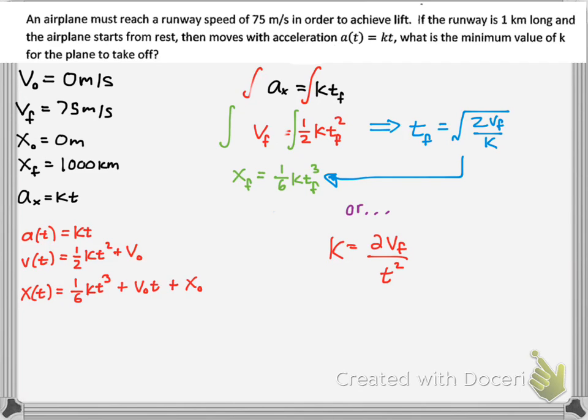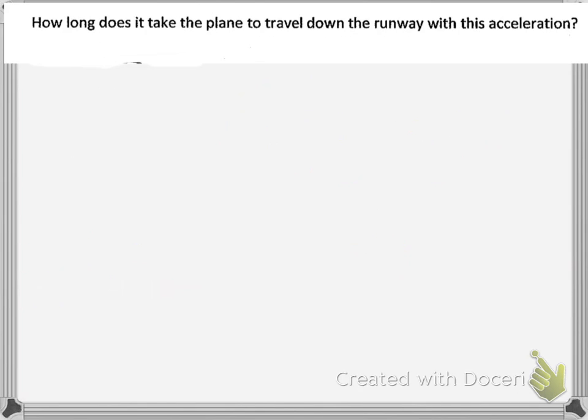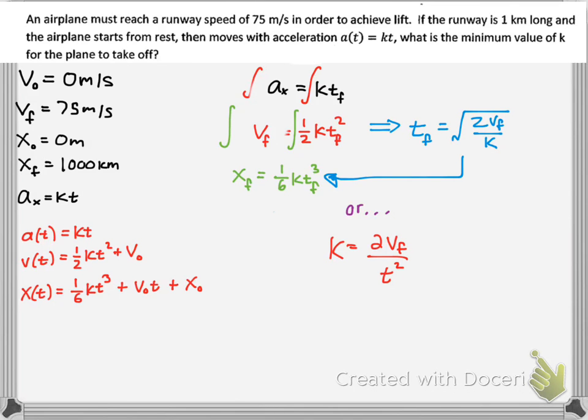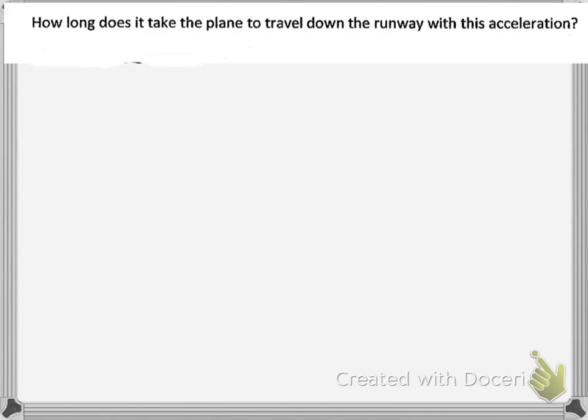So I solved for k, because that's what we're looking for. And I noticed that we have the final velocity, but we don't have the time portion. So I'm going to solve for the time, and we'll get back to this problem later and figure out what k is. So let's figure out how long it takes to get there. This is probably a good piece of information you'd want to know. And conveniently, that is the next part of the question: how long did it take the plane to travel down the runway? Now, we did not finish this problem. We will go back and finish this in a moment, but let's take a look at this.